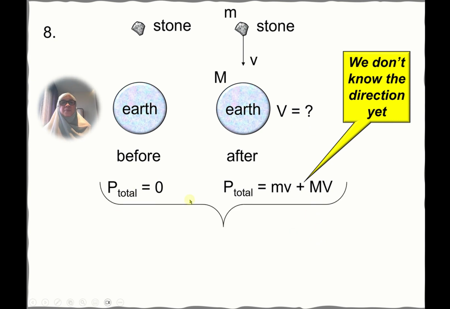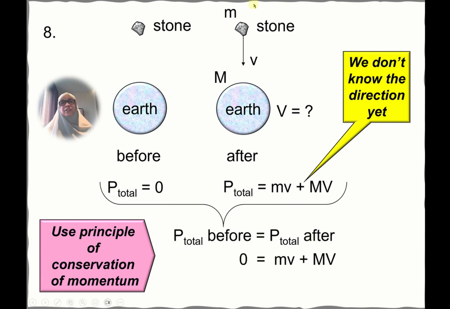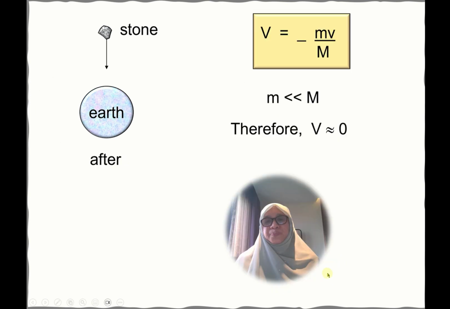Now we combine these two and use the principle of conservation of momentum. The total momentum before is equal to the total momentum after. So before, 0 equals mv plus M, the mass of the earth, times V, the velocity of the earth. We rearrange the equation to get V equals negative mv over M. What can we state here? We know that the mass of the earth is very large.